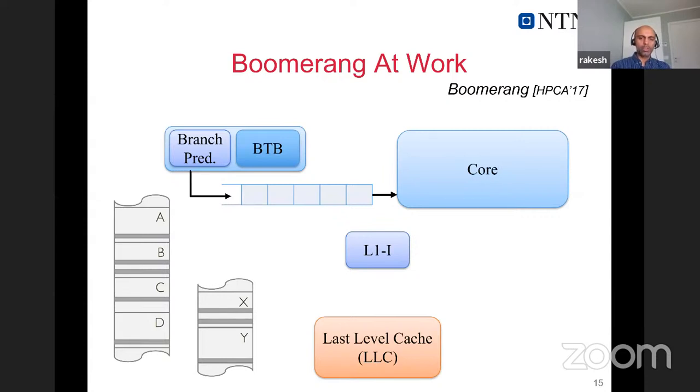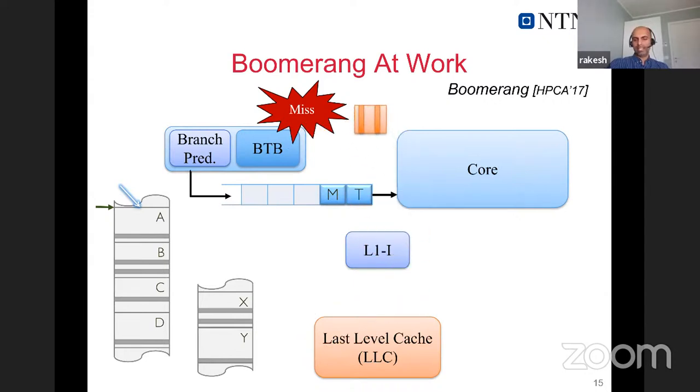So let's see how we use this information to fill the BTP. Again, we assume some of the entries in the FTQ are already taken. Then we reach this point in the execution and there is a BTP miss. We don't know where the next branch instruction is. At this point, instead of taking the fall through path, what Boomerang does is it goes to the cache hierarchy and gets the block that contains the branch instruction that we are looking for, or gets the basic block that we are looking for.